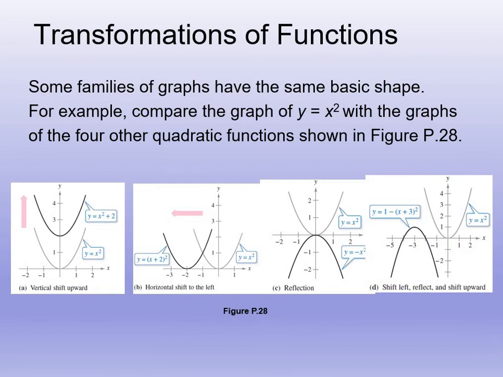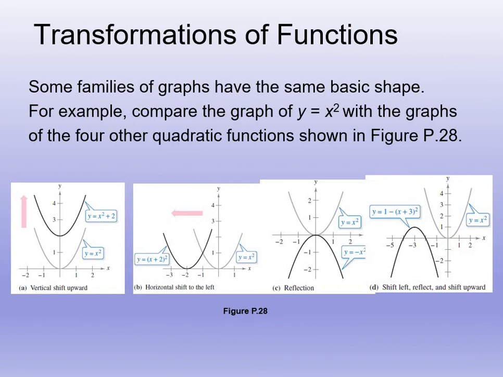Now a horizontal shift to the left, remember these are opposites, so we have to rewrite it a little bit differently. Notice that y equals x squared now becomes some sort of binomial squared. In this case it says x plus 2. Notice the graph is shifted left 2 units. Why? Because negative 2 plus 2 creates 0, and that's where the graph has to cross the x-axis. So if we add, it shifts it left. If we subtract, it shifts it right.